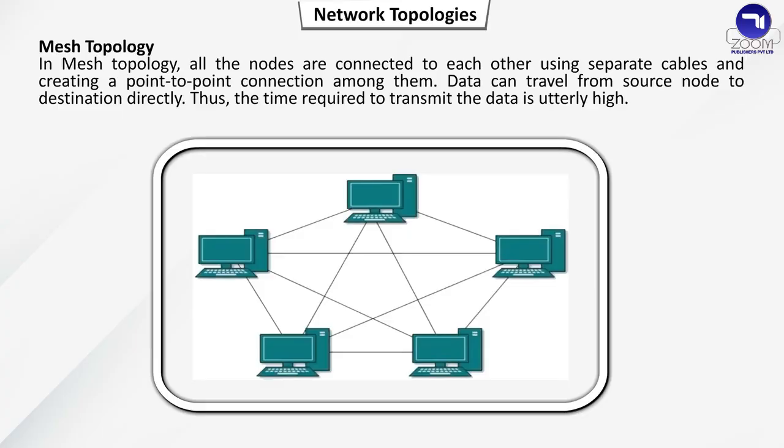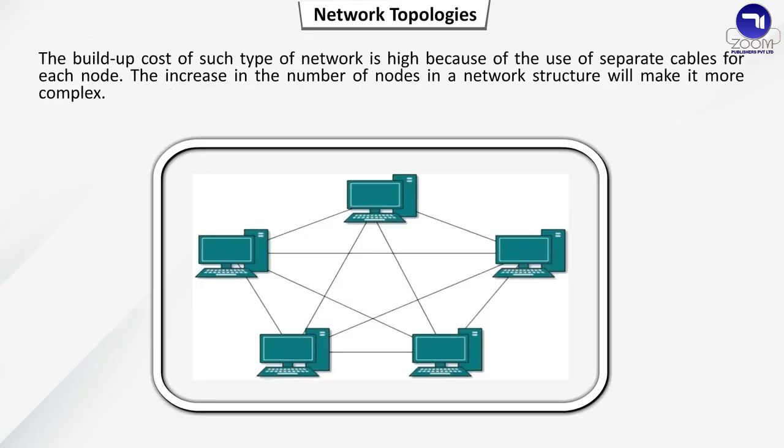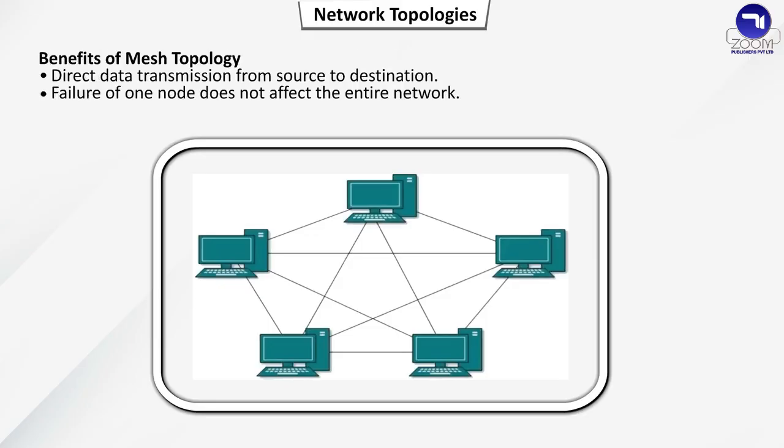Mesh topology. In mesh topology, all the nodes are connected to each other using separate cables, creating a point-to-point connection among them. Data can travel from source node to destination directly. Thus, the time required to transmit the data is very low. The build-up cost of such a network is high because of the use of separate cables for each node. The increase in the number of nodes in a network structure will make it more complex.